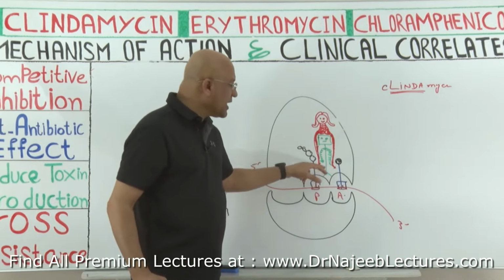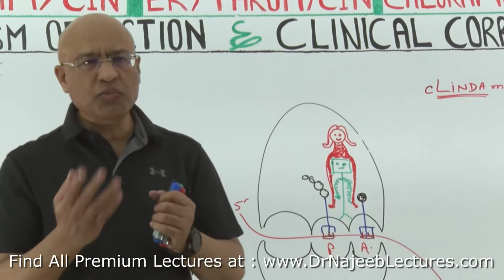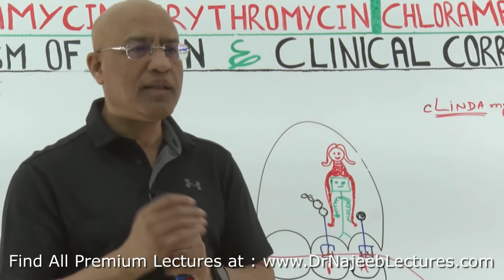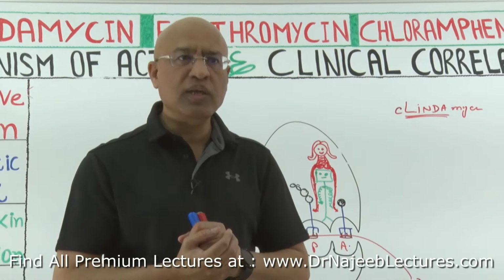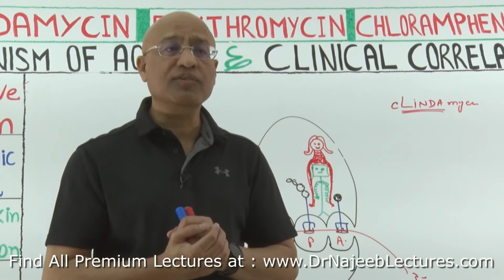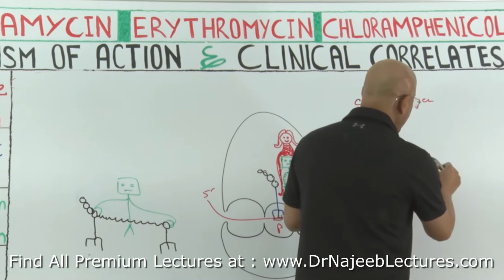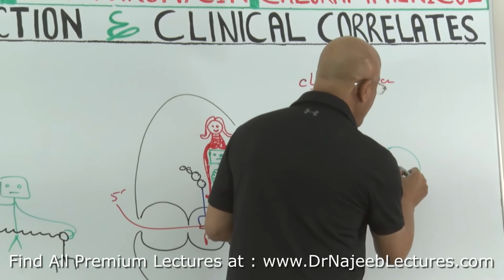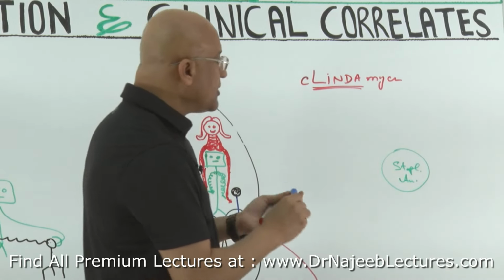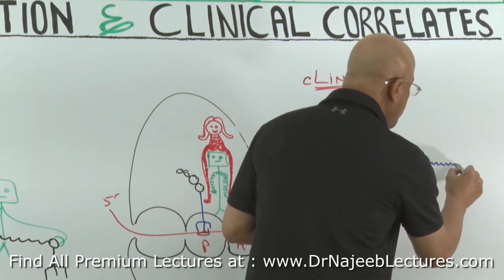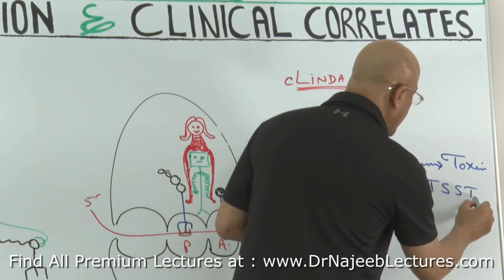Now here I will tell you one more thing. When clindamycin is working like this, bacteria are unable to produce proteins. Let's suppose we are giving this. Now listen carefully. Let's suppose clindamycin is given to a patient who is having toxic shock syndrome toxin. Now what is toxic shock syndrome toxin? Let's come here. Suppose this is a special variant of Staph aureus. Now, this Staph aureus can produce a toxin which is called toxic shock syndrome toxin.